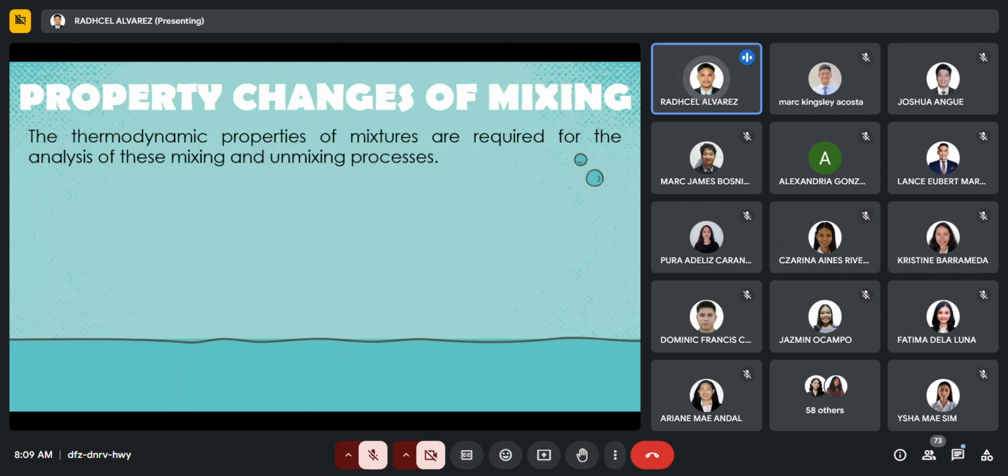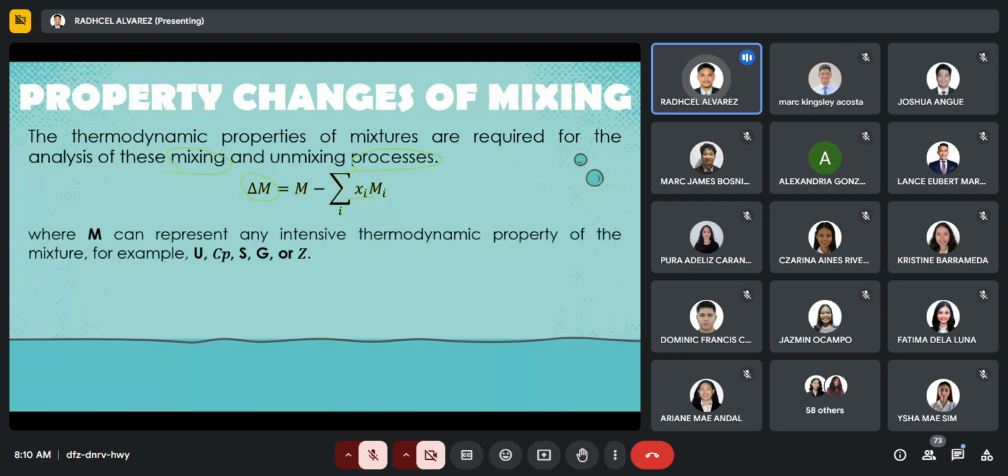So the thermodynamic properties of mixtures are required for the analysis of mixing and unmixing processes. So in our industry setup, meron tayong mga mixing process. So it is important that you know the changes or the effect of mixing to the properties of our solutions. So in general, we have here delta M, or the property change due to mixing, is equal to M minus the summation of your mole fraction times M sub i. Okay?